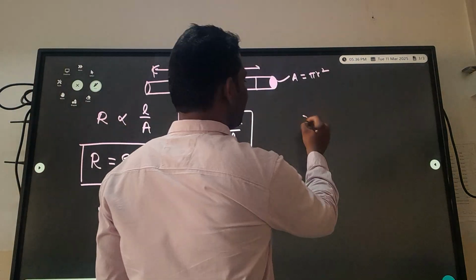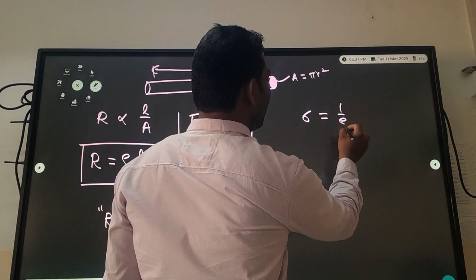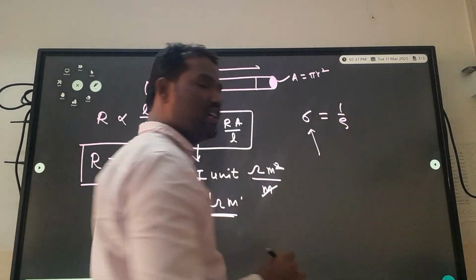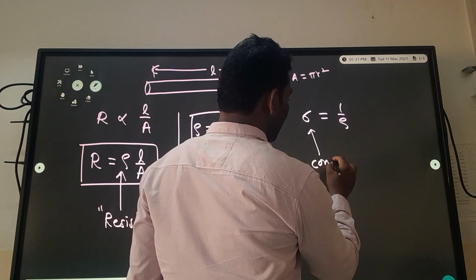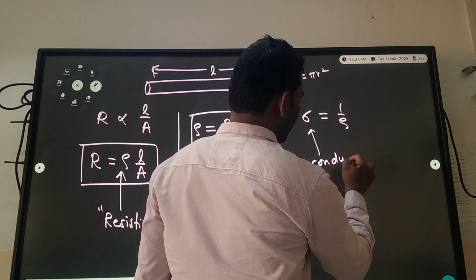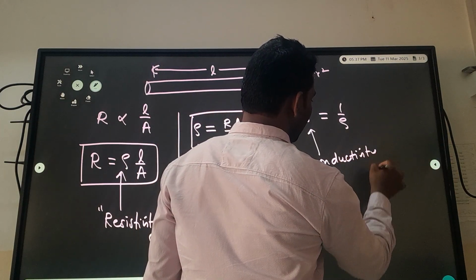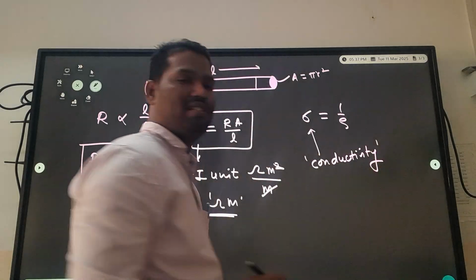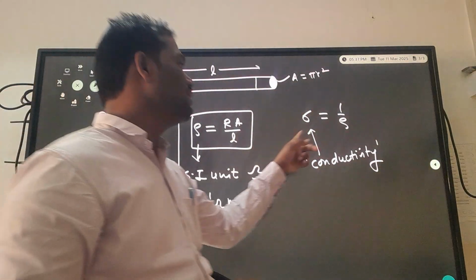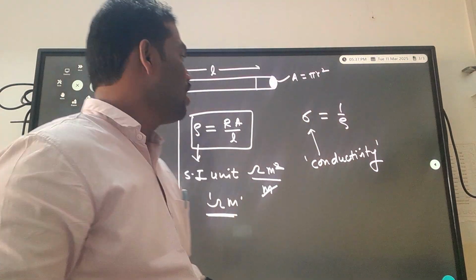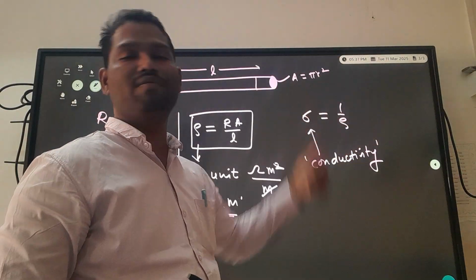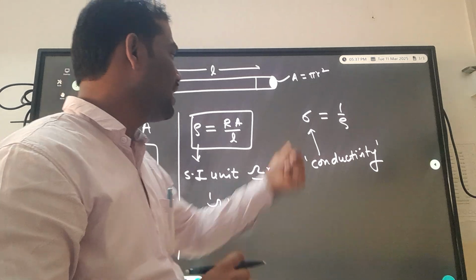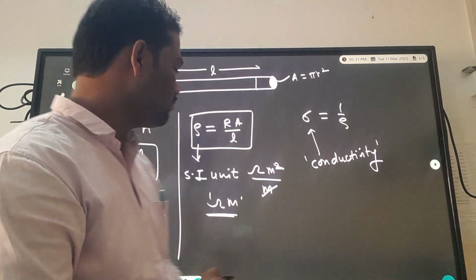The more the resistivity, the less the conductivity. Therefore the conductivity is the reciprocal of the resistivity. The conductivity of the given material is denoted by sigma, which is a Greek symbol, and it is equal to the reciprocal of the resistivity. The more the conductivity, the less the resistivity; the less the resistivity, the more the conductivity. So they are reciprocal to one another.